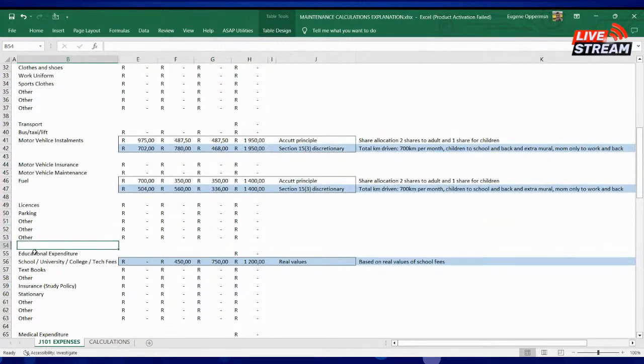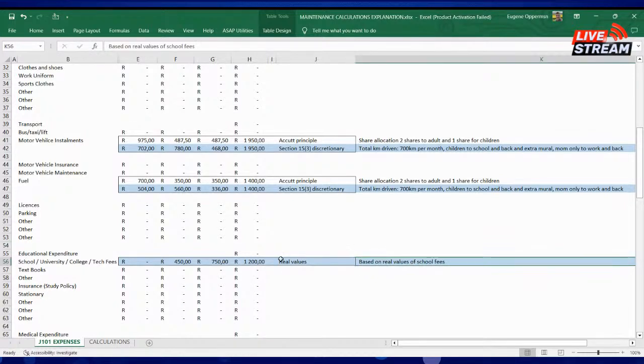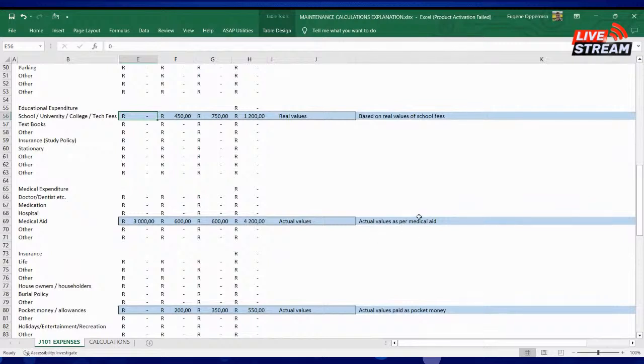Obviously, there's some things that need to be based on real figures. For example, school fees. Obviously, mom does not have anything to do with school, so those only get allocated towards the children. Medical aid. Yes, if you do have a medical aid, the actual figures on the statement of the medical aid, where you can say this is the member's portion, the main member, and these are the dependents, you include those real figures.